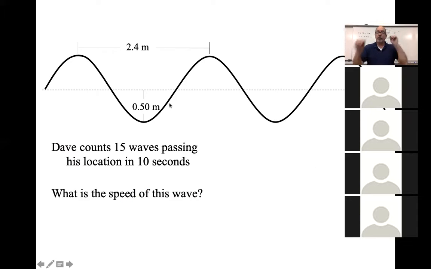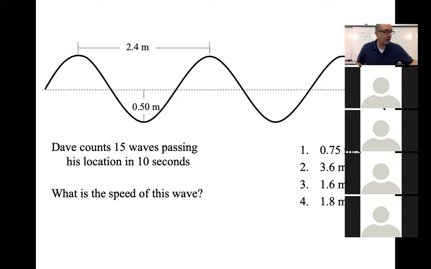What is the speed of this wave? Is it 0.75 meters per second, 3.6 meters per second, 1.6 meters per second, or 1.8 meters per second? Which choice is correct? What is the speed of this wave?